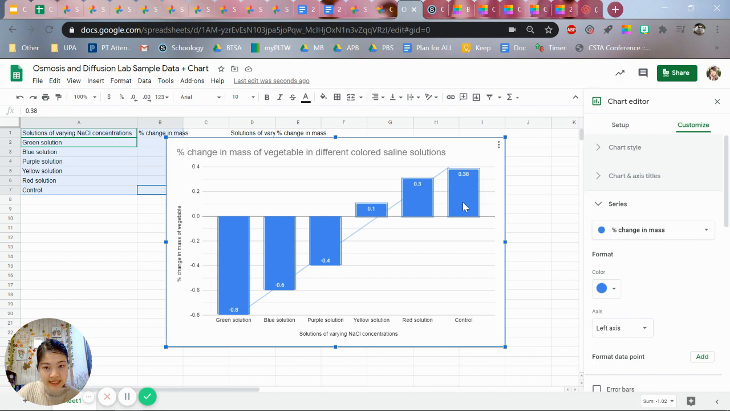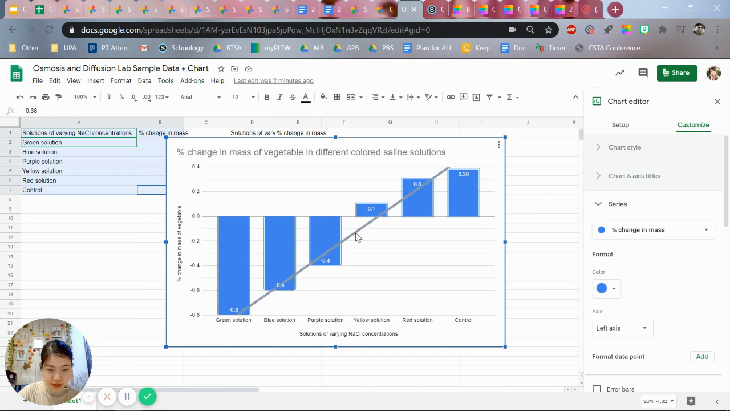So you can see the control had a significant increase in mass for that vegetable slice, and you can determine that this is because the control, being tap water, is hypotonic to the vegetable. So the vegetable has more saline concentration, which resulted in the water diffusing into the plant cells of that vegetable. And you'll see the best fit line here.